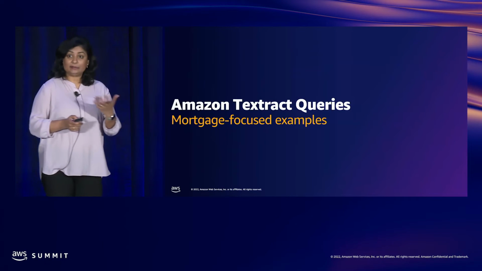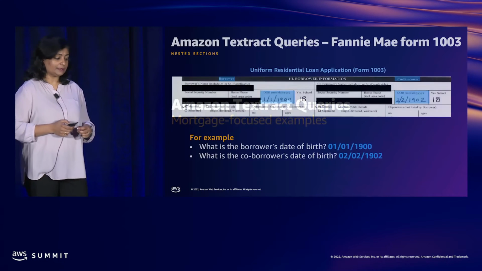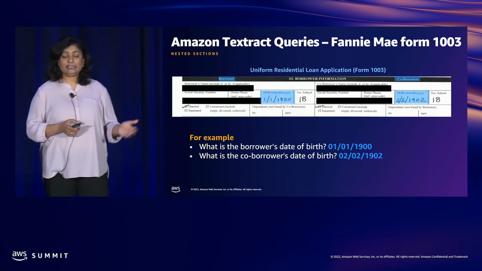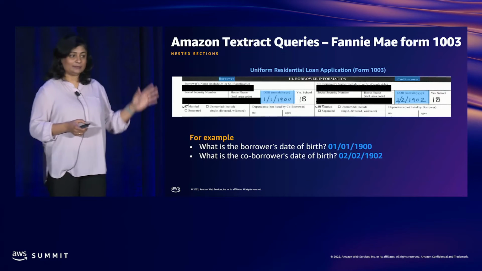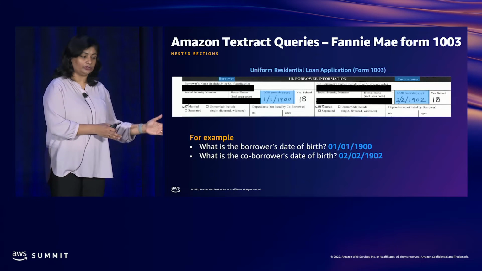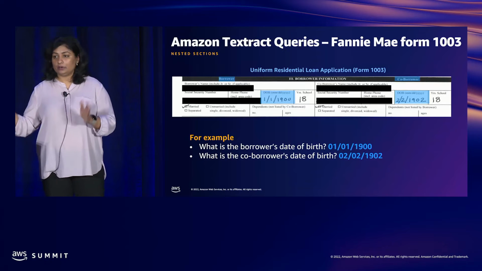So let's look at some examples of challenges that our customers gave us. Let's look at mortgage ones. So mortgage one, this is a Fannie Mae form 1003. And if you look at that form, this is what I explained earlier. You have a section on the borrower on the left side. You have a section on the co-borrower on the right side.